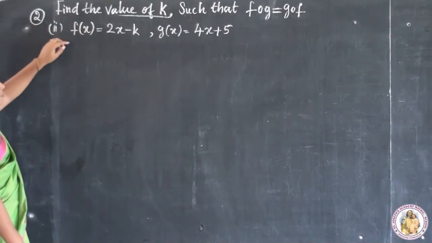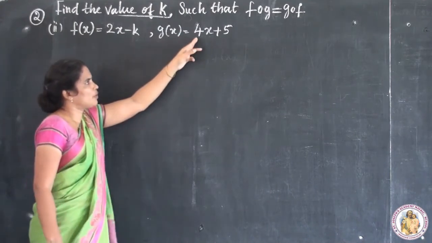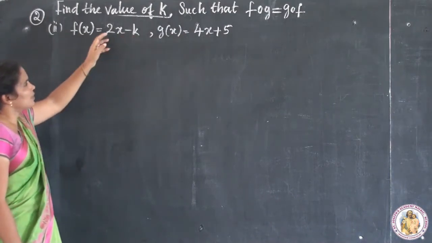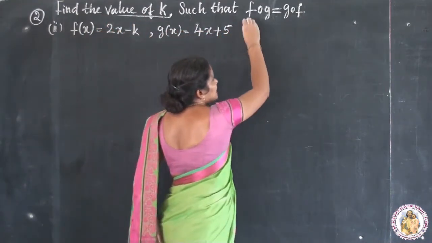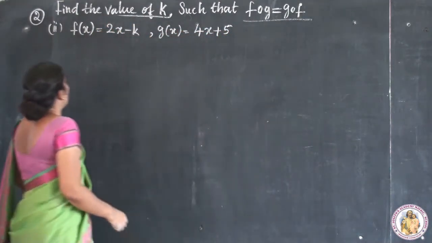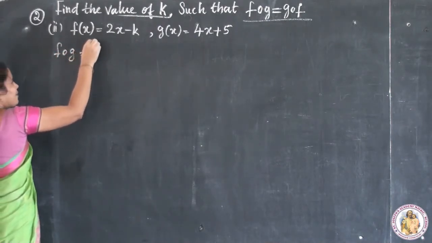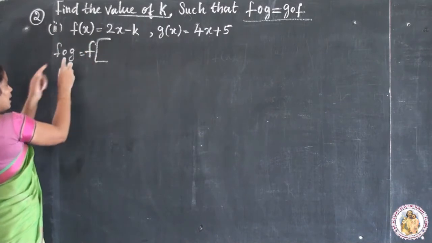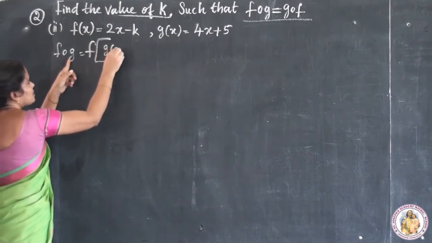Question number 2. f of x is equal to 2x minus k and g of x is equal to 4x plus 5. Same question, you have to find the value of k and it is given that f of g is equal to g of f. Okay, first find f of g. f of g is f of bracket g, that is g of x.